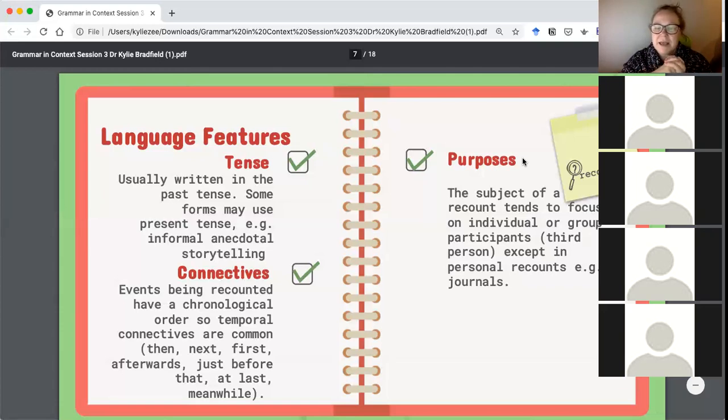Sometimes these are about the cohesion of the text and how it hangs together. And in a recount, we see things that are temporal. We use words like then, first, next, afterwards, meanwhile. And we think about the purpose being to recount from a particular individual, but you also might have larger groups of participants who aren't just that individual.